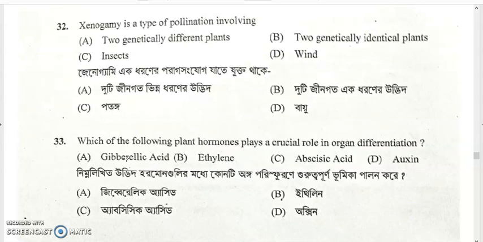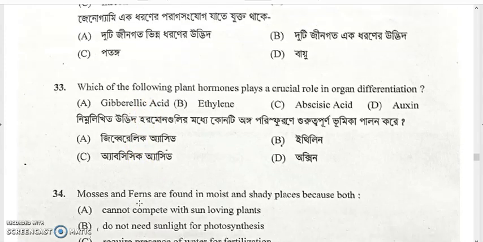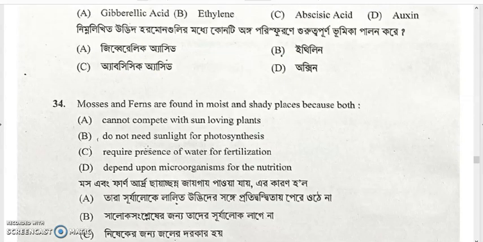Now, question number 33. Which of the following plant hormones plays a crucial role in organ differentiation? It will be gibberellic acid. Gibberellic acid is involved in organ differentiation. Auxin, ethylene. Ethylene is a gaseous plant hormone which is called the fruit ripening hormone. Abscisic acid and auxin. Abscisic acid is a senescence inducing hormone, and auxin also helps in cell division. So for organ differentiation, the major important role is played by gibberellic acid.